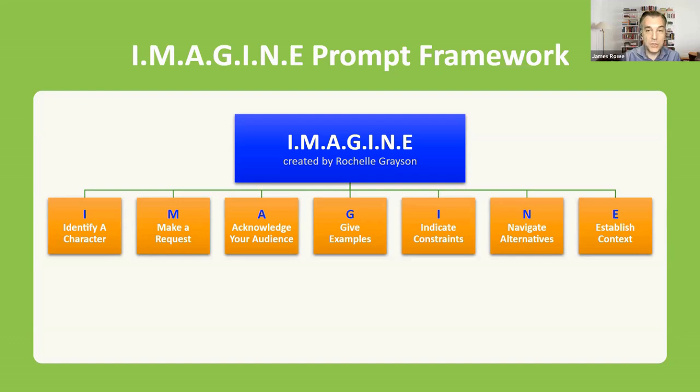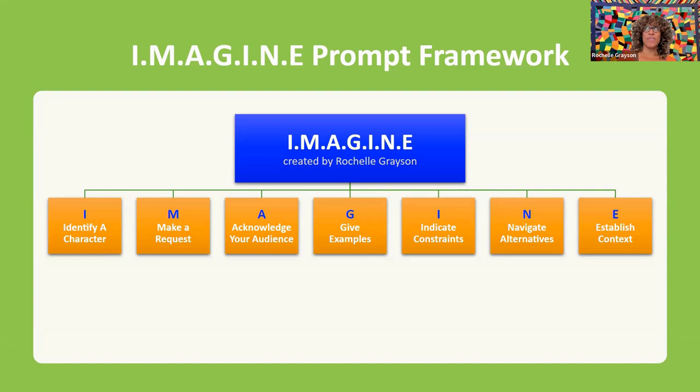Acknowledging your audience: who's this for? What are we trying to create and what's the target? Give examples. Sometimes it's best if you can give some examples so that the AI knows how to copy what you're doing. It will use that as a template.